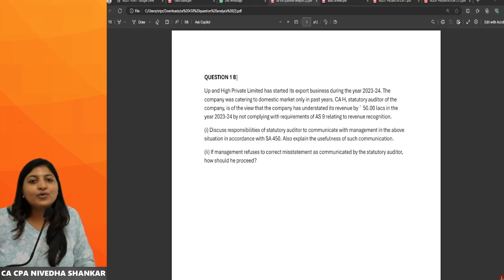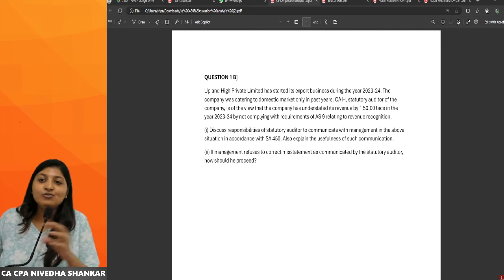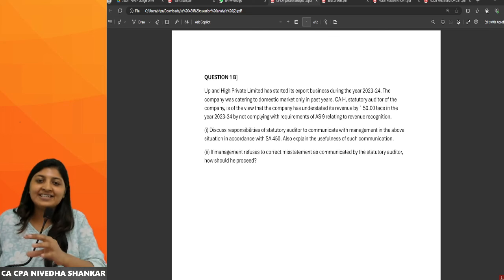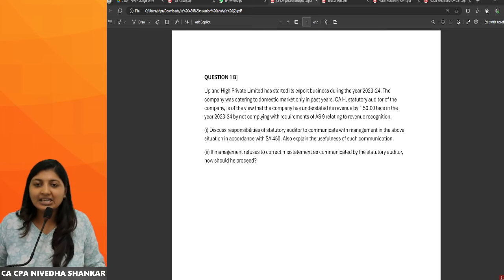First, reading the question properly and understanding what they are asking. All of you wrote very beautiful answers. SA 450, top to bottom you have written, comparing it with SA 260, giving reference to SA 580, all of those things beautifully you have written. But they have not asked all those things in the question.